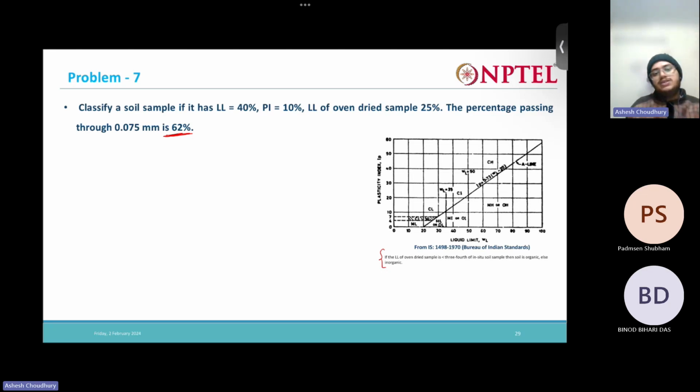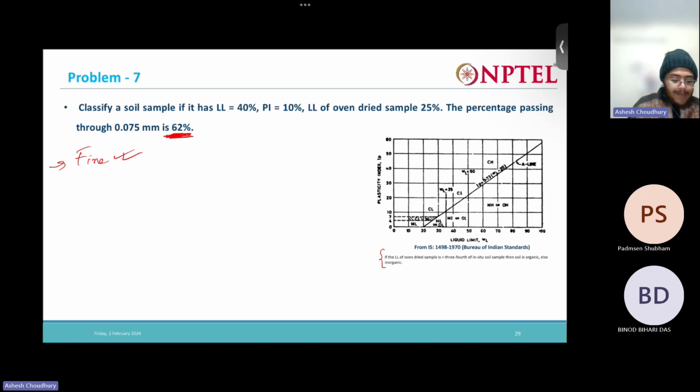So first you have identified it as a fine soil. Now you know it is a fine soil. Now your task is to identify whether it is C, M, or O. So the first target is to identify whether it is fine or coarse. It is fine. You have identified. Why fine? Because more than 50% is smaller than this one.